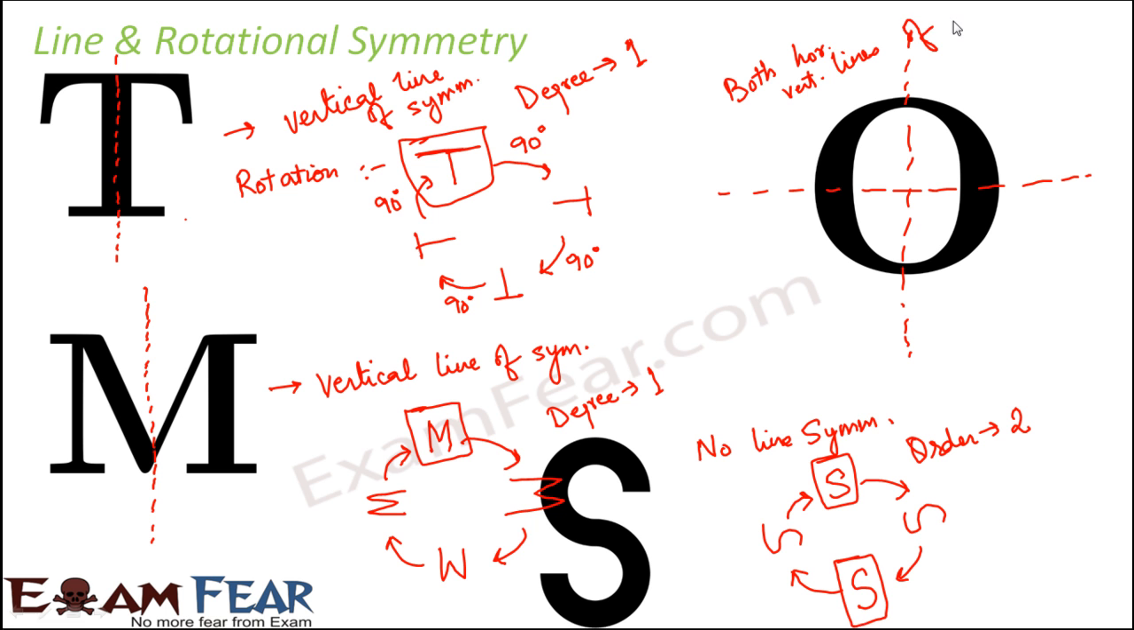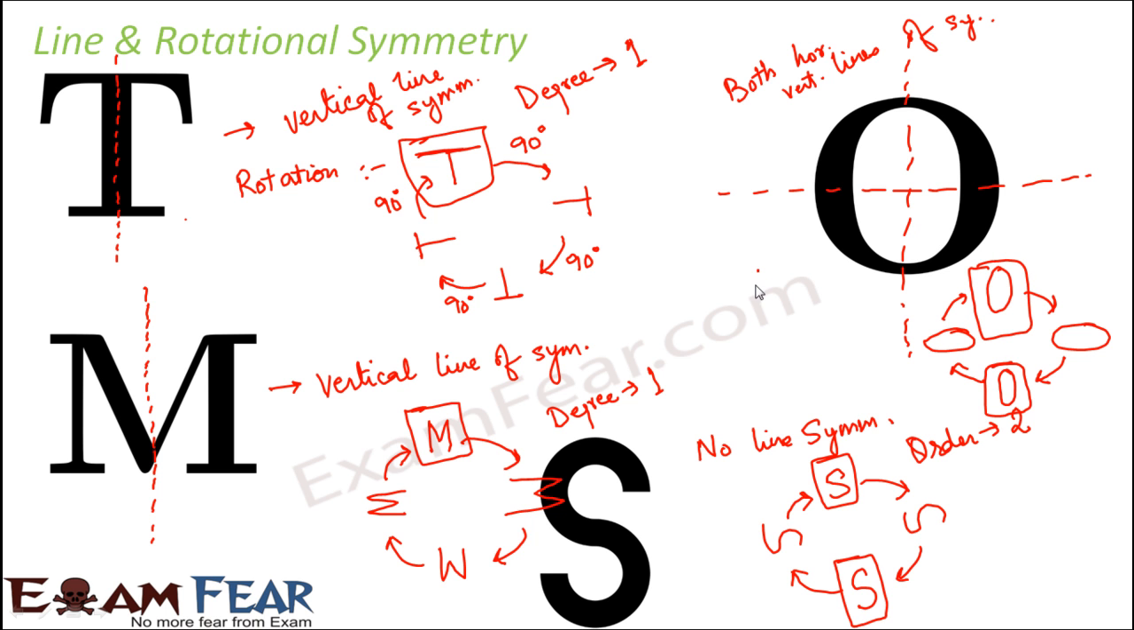Now, what about rotation? So this is O. If you rotate it by 90 degree, it becomes like this. If you further rotate by 90 degree, it becomes like this. Further rotate by 90, it becomes this, and it comes back to this. So if you look at identical positions, there are two identical positions. Therefore, the order of rotational symmetry is 2.